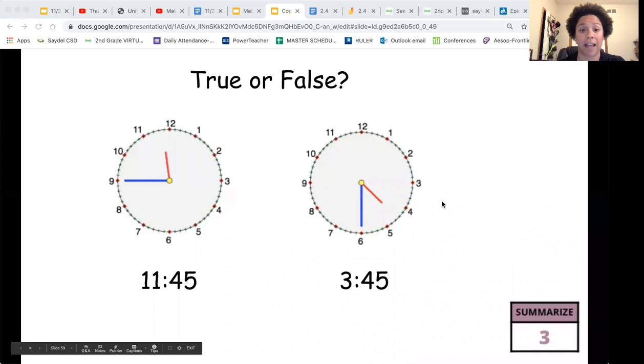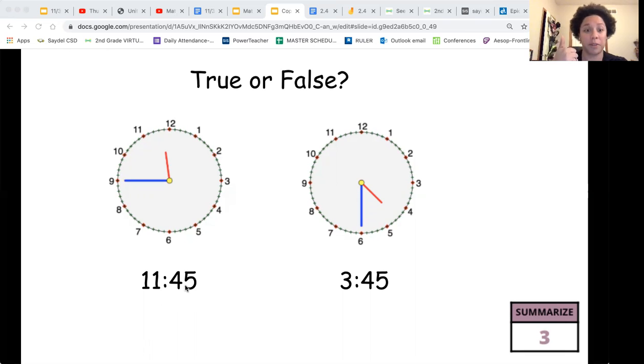All right, let's take a look at our last slide, a couple of true-false questions. Let's look at this first clock on the left. It says true or false. Is this clock reading 11:45? You can know that it's saying 11:45 on the bottom. And is this clock showing 11:45? Well, let's take a look. The hour hand is between 11 and 12. So we know that it's 11 because it's not to 12 or past 12. So that part's right. The minute hand is at the 9, which I know is 45 minutes past the hour. So, if you thought it was true, you were right.